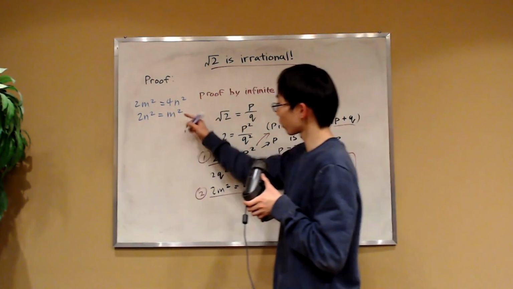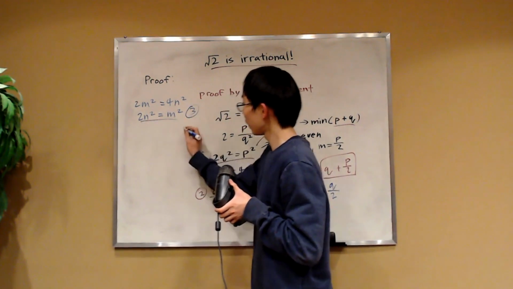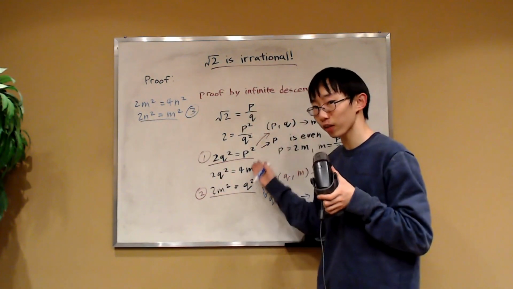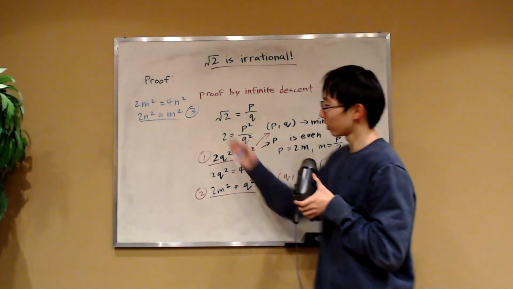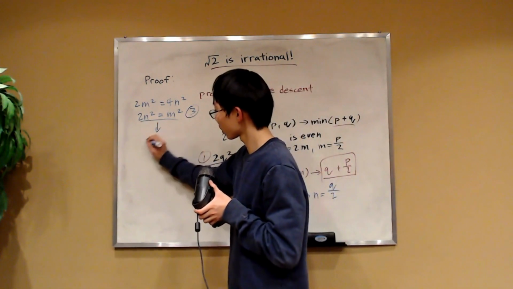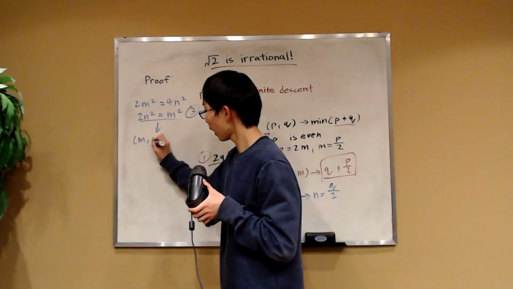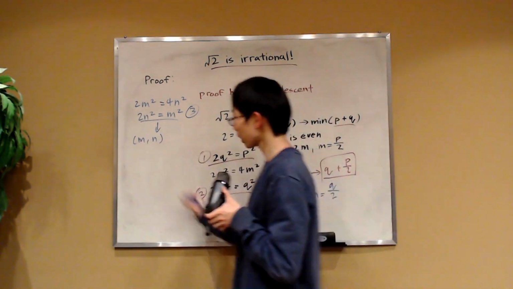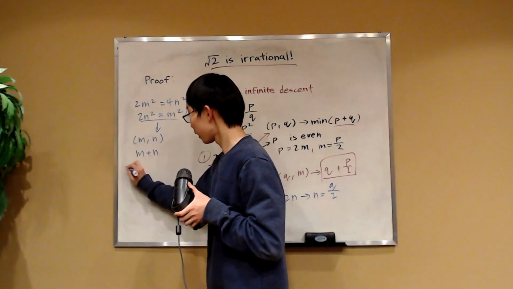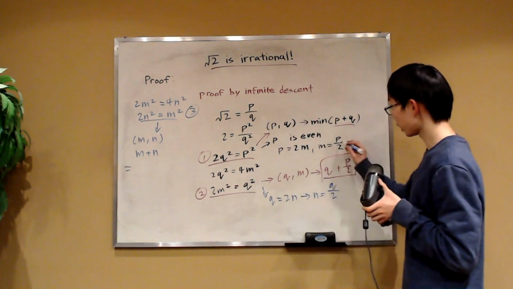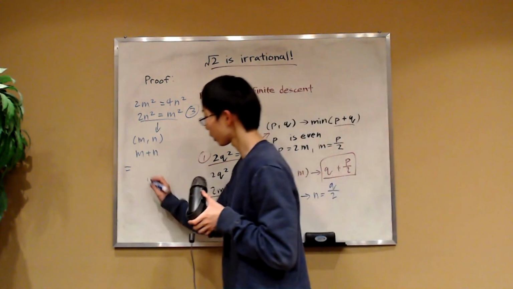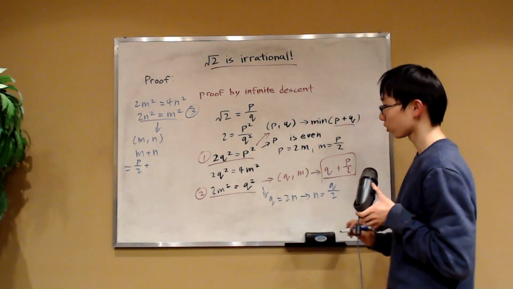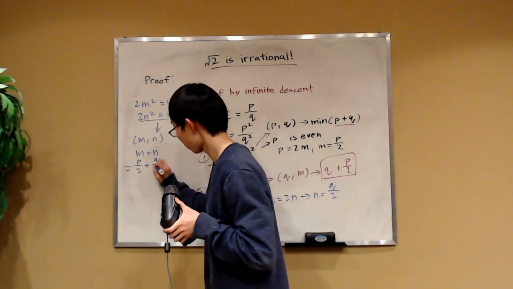Now notice that this equation, which I'll label as equation 3, is again symmetrical to equations 1 and 2, just with different variables, right? So therefore, this equation corresponds to the solution pair m, n. And what is the sum of its contents? Well, it is m plus n, and m, as we saw earlier, was equal to p divided by 2. So this over here is p divided by 2, and n over here is q divided by 2. So that would be q divided by 2.